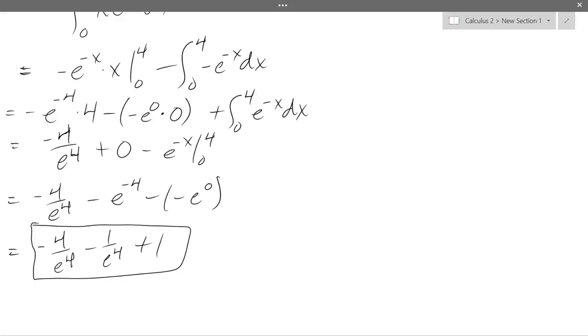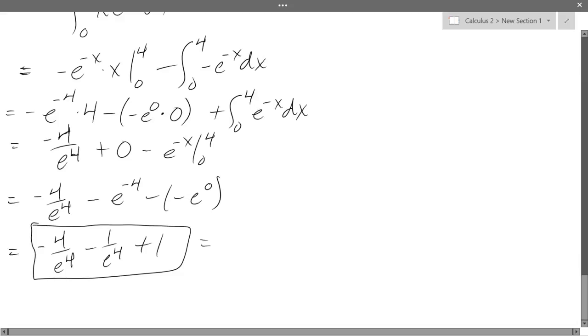Yep, I can go common denominator super easily. So what is that, minus 5? Yeah, that's really easy to do. Minus 5 over e to the 4th plus 1. Definitely better form.